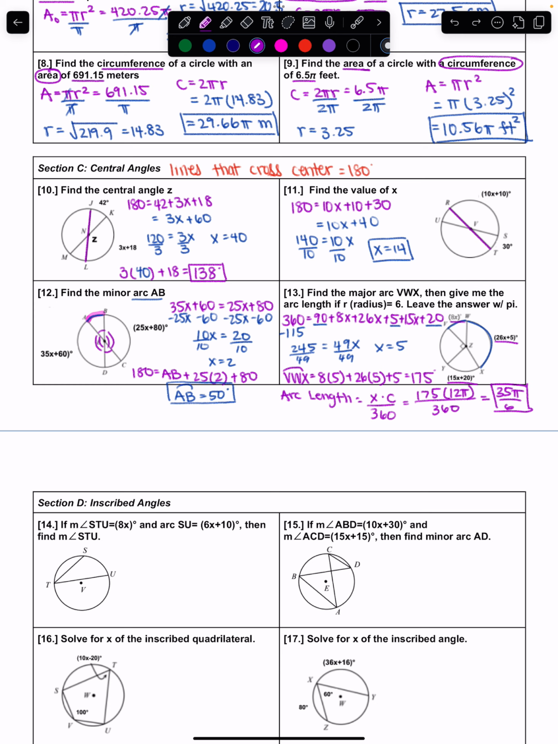And that is going to be my arc length around that circle for that portion VWX, okay? So in section C, it's super important that you know that if a line crosses the center, or the point in the middle, that creates 180 degrees, okay? And that a circle adds up to 360 degrees. Okay, so that is section C, central angles.